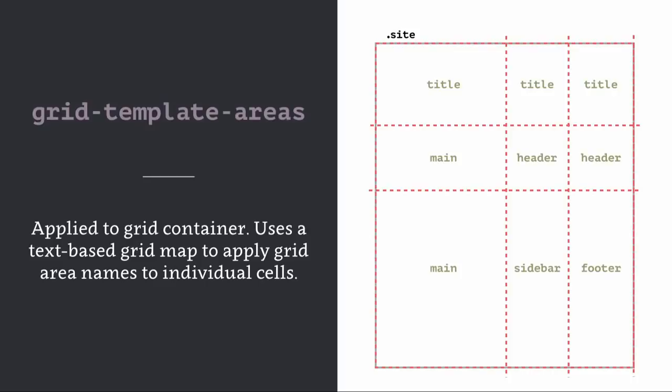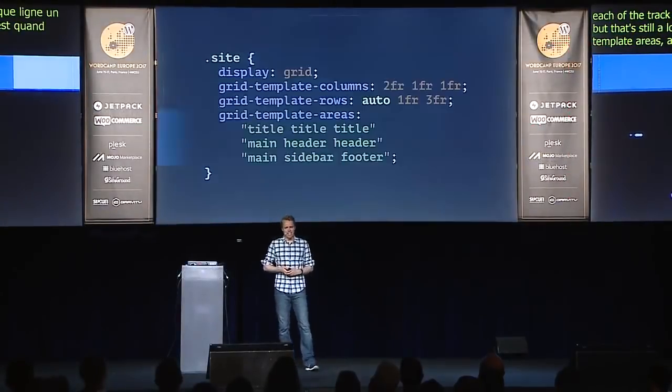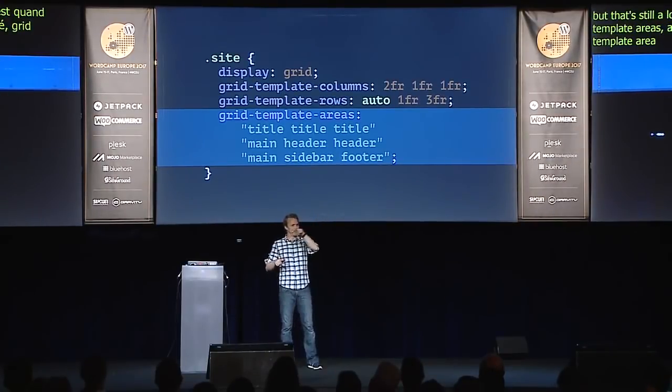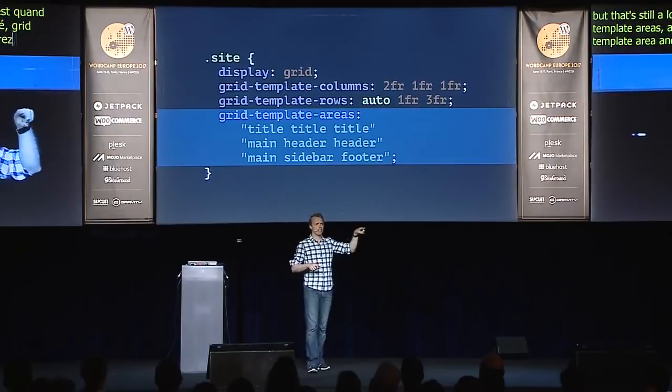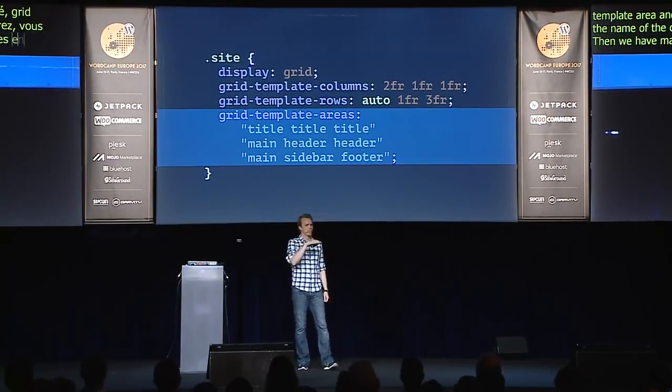So we have this new property called grid template areas. And grid template areas is nuts. It's almost like ASCII. You declare grid template areas, and then you write out each of the cells in your grid, and you say, what is the name of this cell? So for instance, here, I have the three cells at the top are title, title, title. And then we have main, header, header, and main, sidebar, footer.